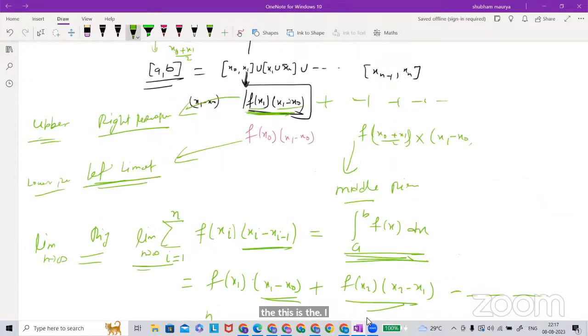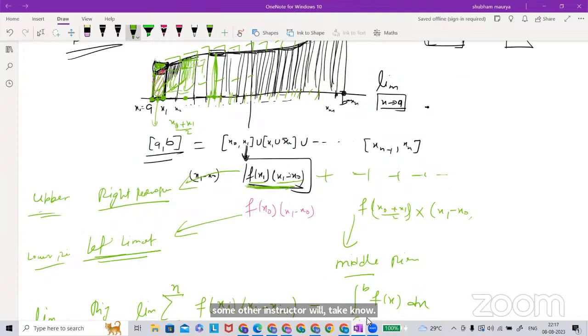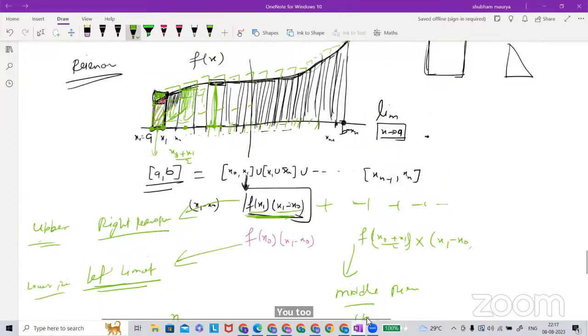In the next session we'll see an example, or if there is some other structure we'll take that. So please take this as an example to solve. I hope it is clear what the Riemann sum is, and that's why I wanted to tell you what the Riemann sum is. Is it better?